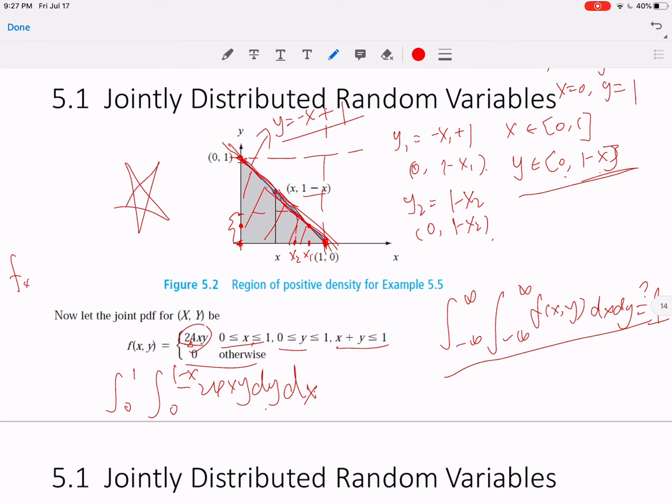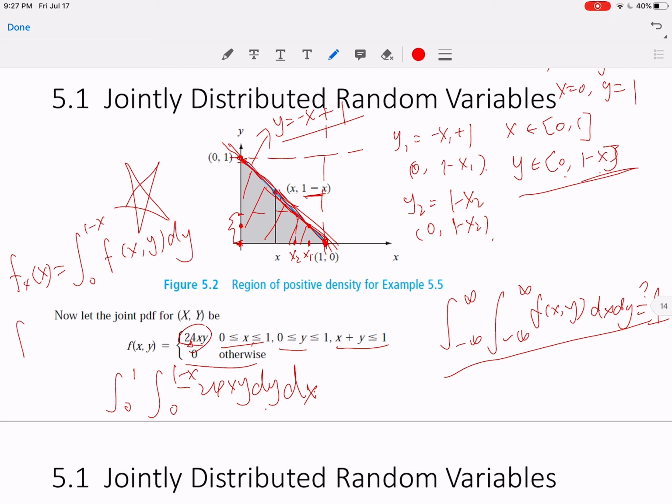If you want to find f of x, the marginal PDF of x, we want to integrate the joint PDF with respect to y, right? So you want to hold x fixed. If x is fixed, what's the interval of y? The interval of y is going to be from 0 to 1 minus x. So you're going to integrate the joint PDF from 0 to 1 minus x with respect to y.